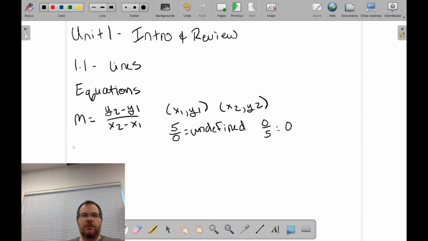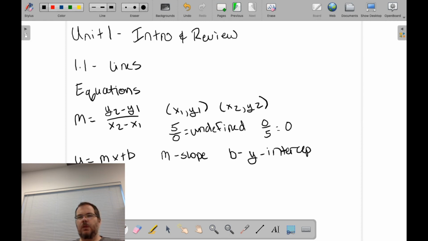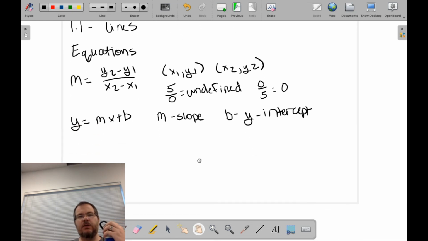Now the next one that I'm sure you guys remember is y equals mx plus b. This is really helpful, especially if you're trying to graph a line, because you have the y-intercept and the slope. And it's really easy to come up with the points from there, really easy to graph it if it's in this form. In this case, m is the slope, and b is the y-intercept.